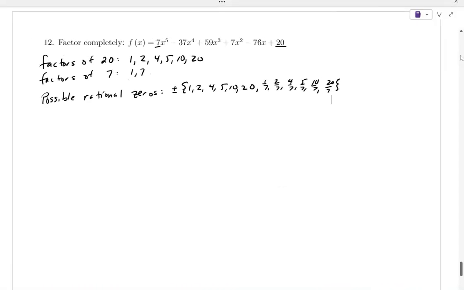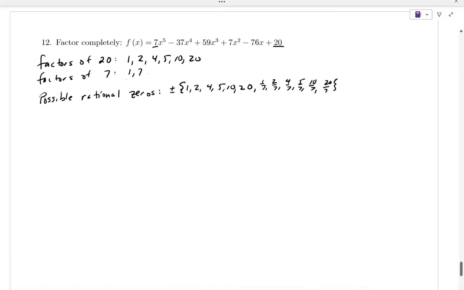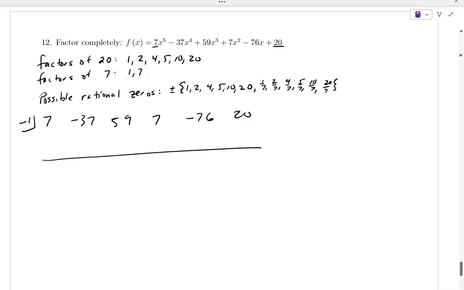I am going to put -1 in first. Sorry about the pause. I forgot what the first one was that we saw in the graph. It was our possible rational root. That was why I paused.